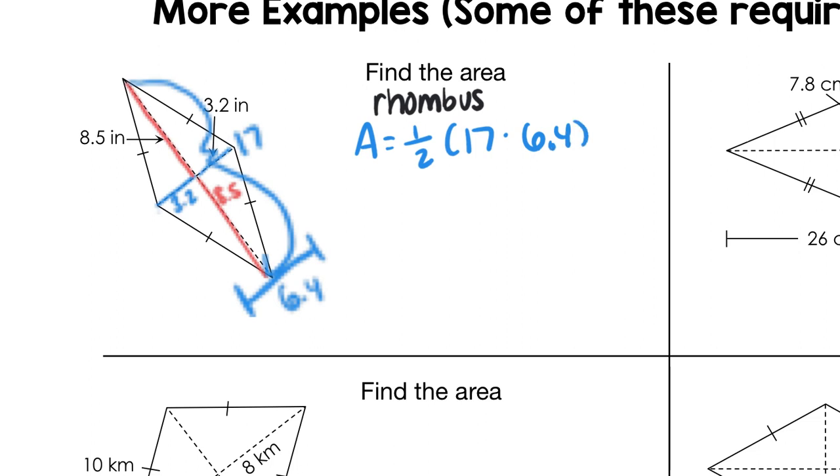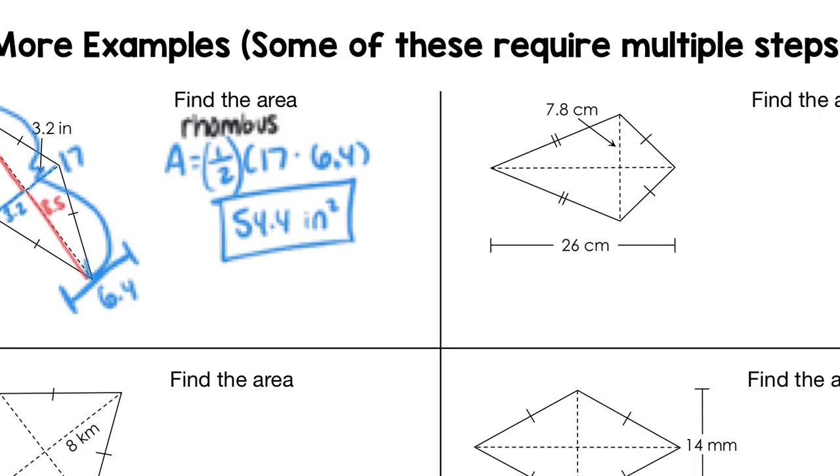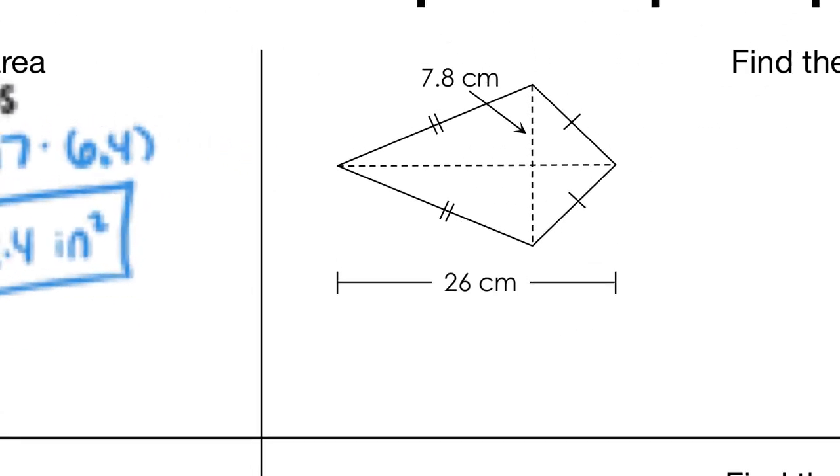I'm actually going to put that one in my calculator. So I'm putting parentheses around that 1/2. And then it's 17 times 6.4. And I'm getting 54.4 inches squared. The next one looks like it's a kite.